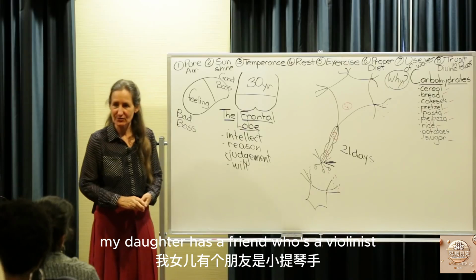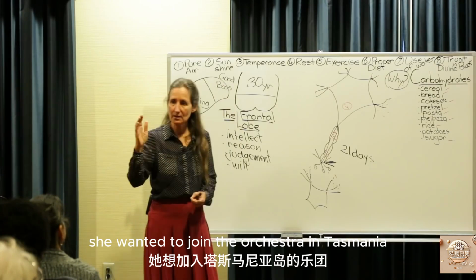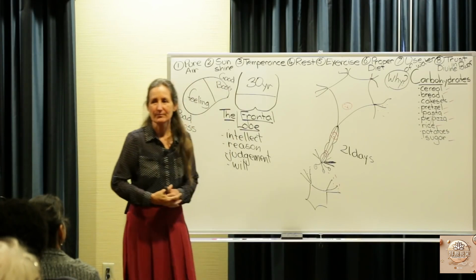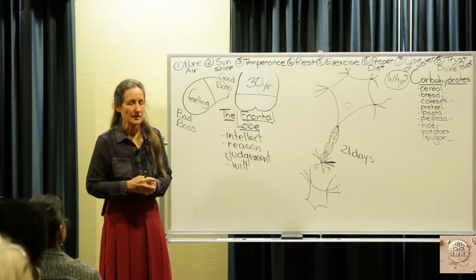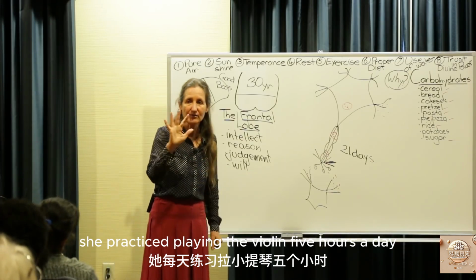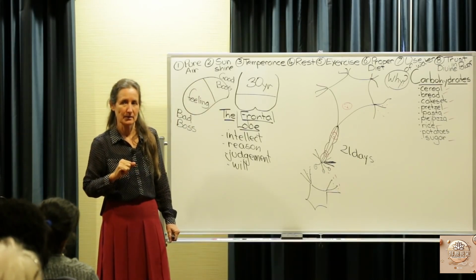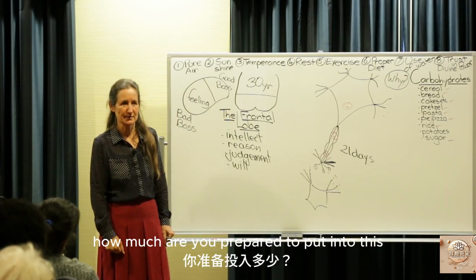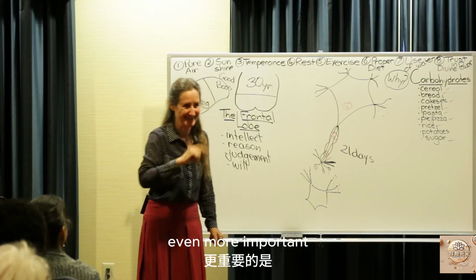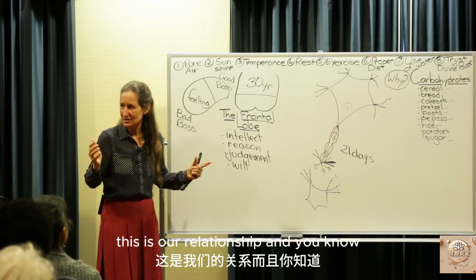My daughter has a friend who's a violinist. She's a mother with little children. She wanted to join the orchestra in Tasmania. That's the little island at the bottom of Australia. It's a very fine orchestra. She was going for an audition. She practiced playing the violin 5 hours a day for 2 weeks before she went for the audition. She got the part. How much are you prepared to put into this? And isn't this even more important? This is our character, this is our life, this is our relationship.